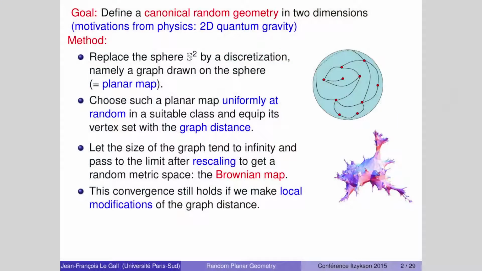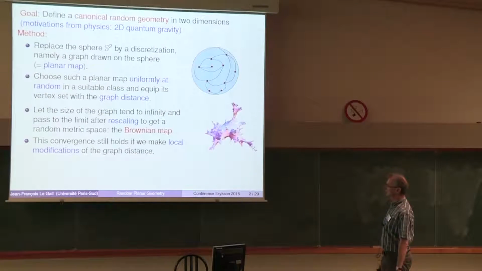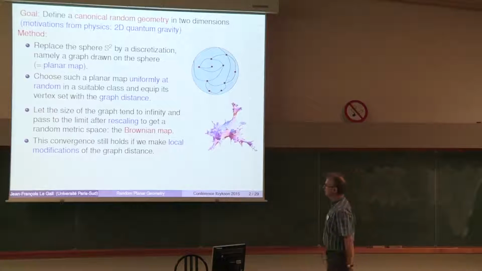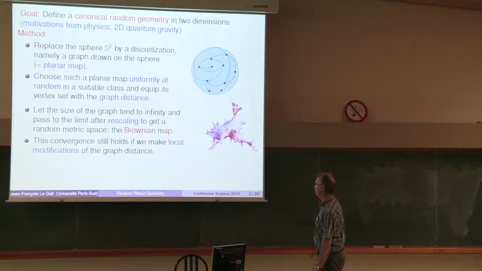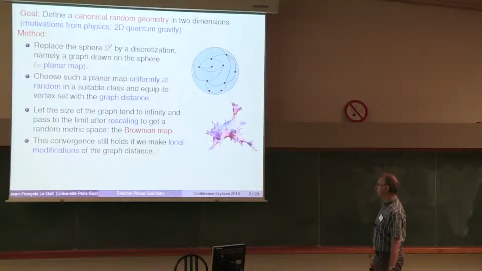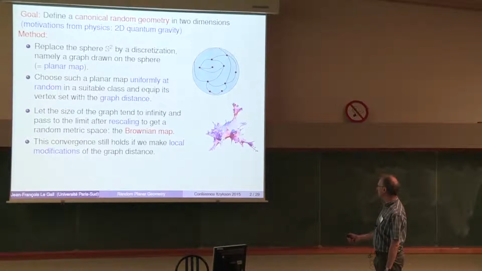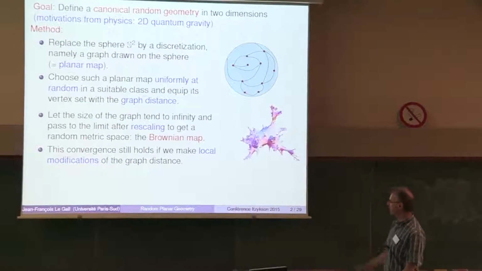Okay, so we let the number of vertices or number of edges, if you prefer, tend to infinity. After rescaling of the distance, we hope to get in the limit a continuous metric space, a random metric space, that will be the Brownian map. Okay? And of course, this simulation is supposed to give you an idea of what the Brownian map is. We come back to that later.